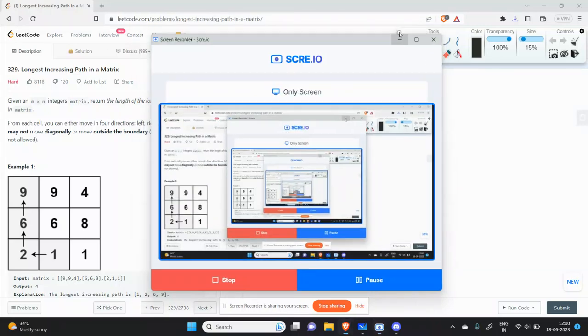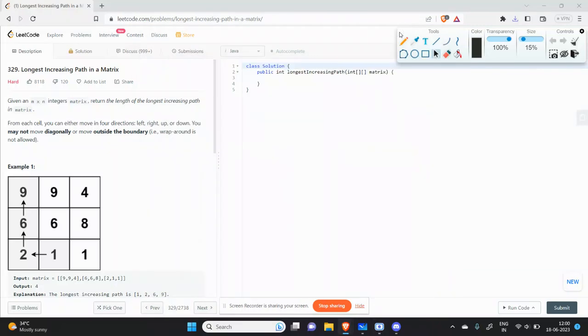Hi everyone. Today we are going to solve problem number 329, longest increasing path in a matrix. So let's start with the problem statement. Given an m by n integer matrix, we need to return the length of the longest increasing path in the matrix.